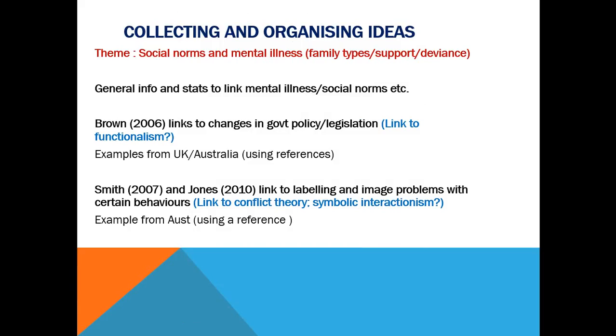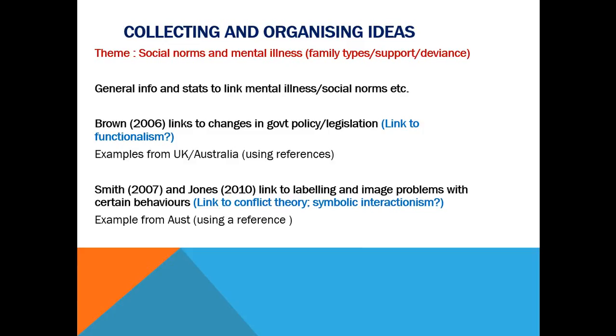So, collecting and organising ideas. The theme here, if we're looking at social norms, is mental illness being a sociological concept. So we're looking at these themes here, social norms and mental illness. We might be looking at that little piece of information from Sherman before, the different family types that people have, whether they're supportive of deviance or whatnot. We might have some general information and statistics to link to mental illness and social norms. We might have another article looking at changes in government legislation. I mentioned before the no-fault divorce.